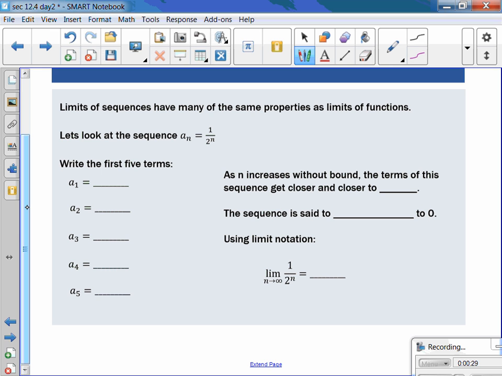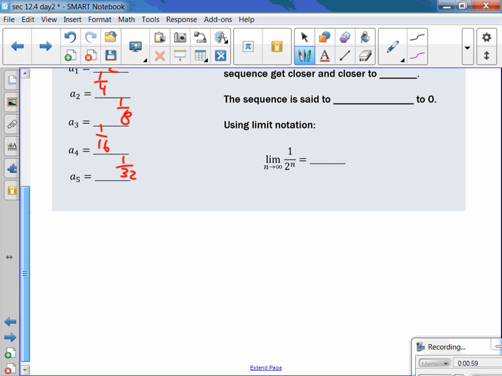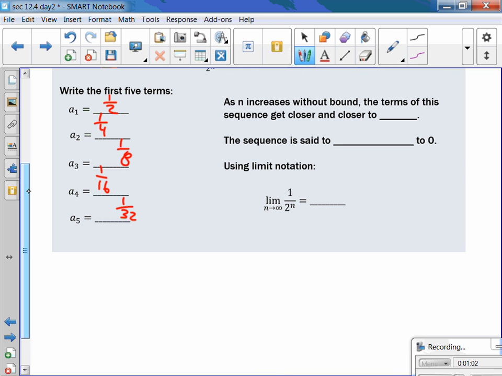A1. That's it. 1/2. 1 over 2 to the first power. A2. 1 over 2 to the second power. A3. So here by writing out the first 5 terms, we come up with 1/2, 1/4, 1/8, 1/16, and 1/32.